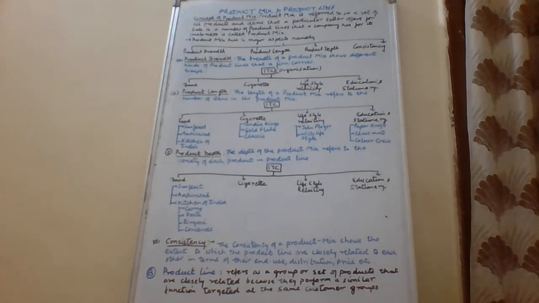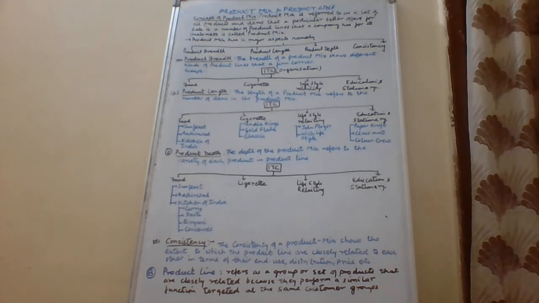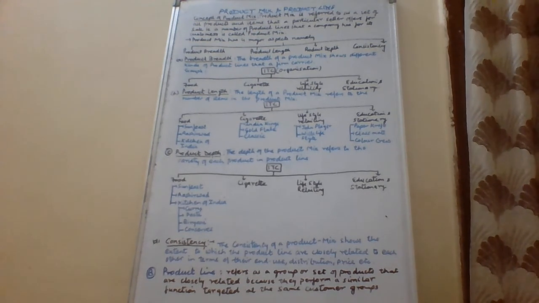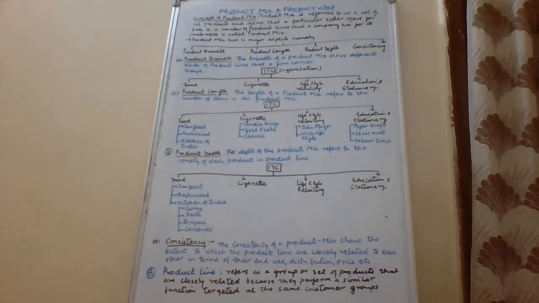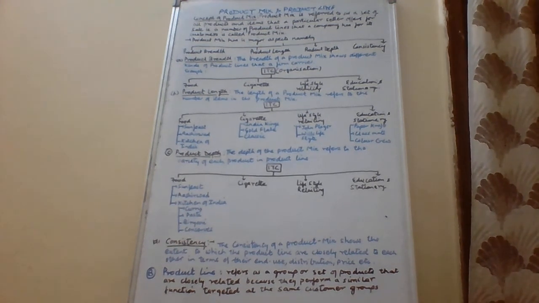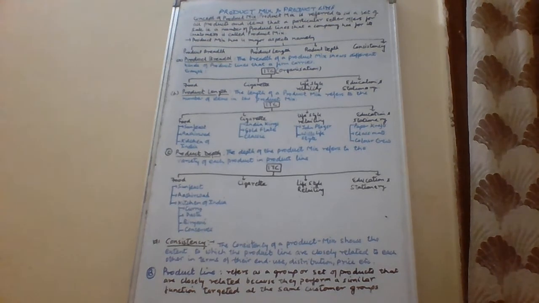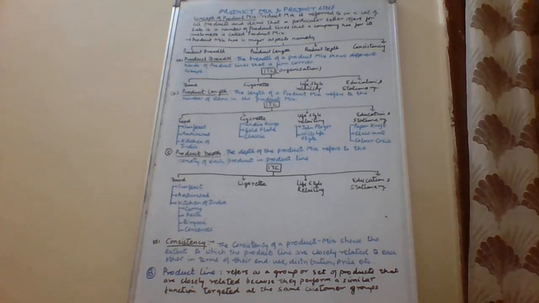So the product line can be summarized as the various number of products being manufactured, whether they are related to each other or unrelated. When they are unrelated, we call it diversified categories, and therefore the number of items being manufactured by the same organization. So that's all in this video, on product mix and product line.